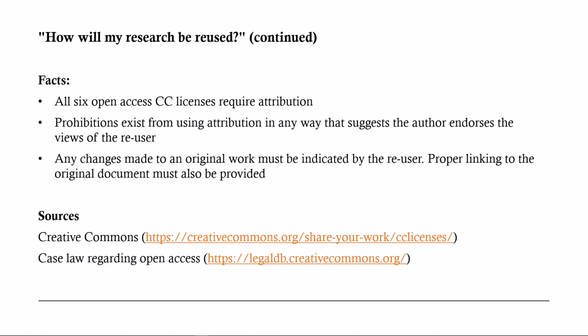A few quick facts about open access and article reuse. All six open access types require attribution. It is not permissible to reuse research without attribution, regardless of the level of the CC license. Prohibitions exist to prevent any reusers of open access articles from suggesting that the original author endorses their views or viewpoints. Any changes made to an original work must be clearly indicated by the reuser, and the reuser must link to the original work for reference.